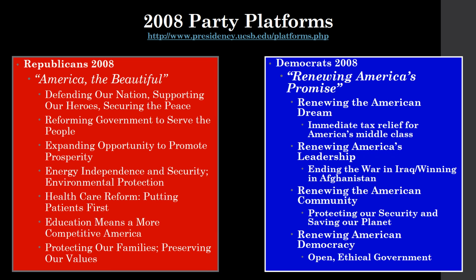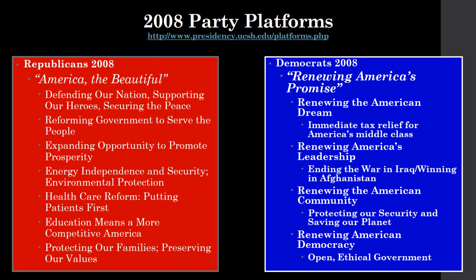But here's the other thing to note too. You notice the themes, America the Beautiful and Renewing America's Promise, were the very first bullet points thereafter. I told you these happen, they coincide with presidential election years. Typically, the party platform is going to carry a theme throughout it and reflect the priorities or the main message of their presidential candidate that year.